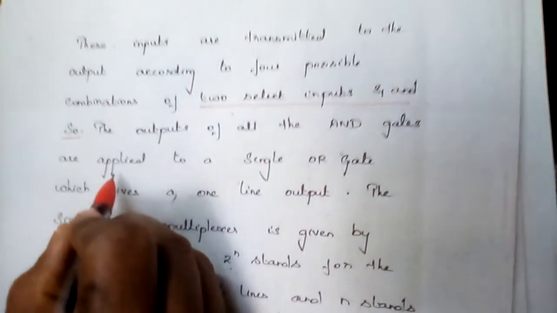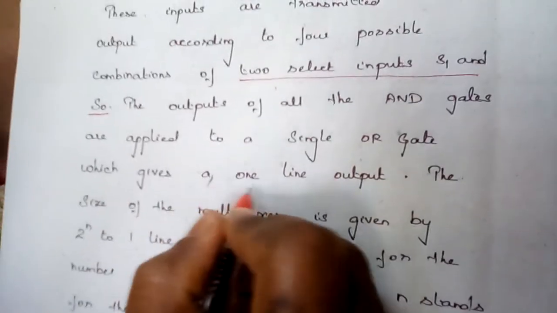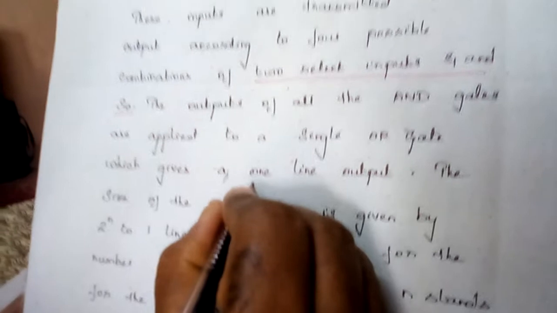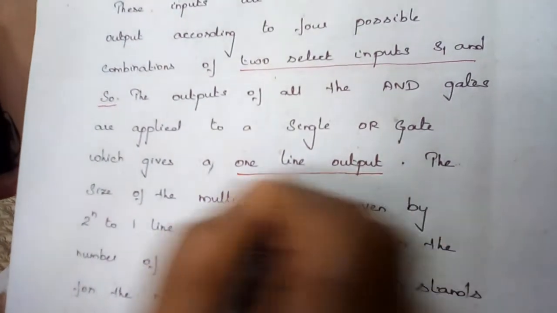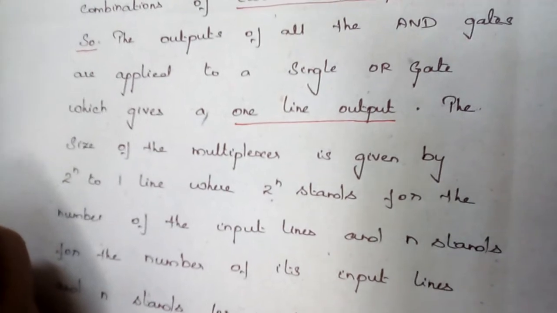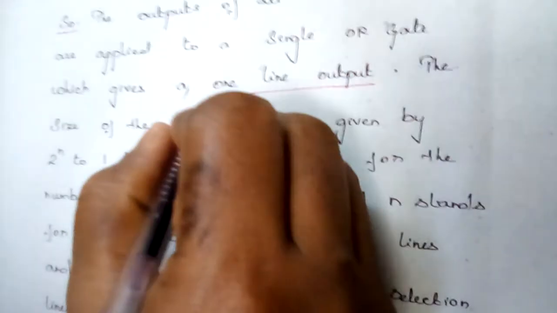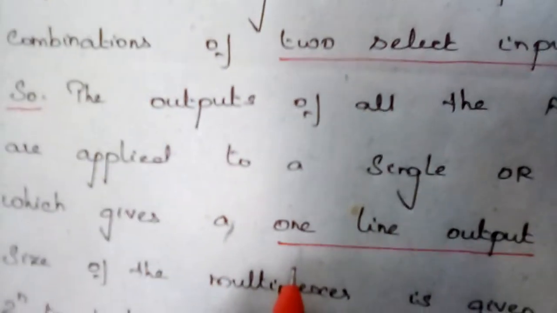The outputs of all the AND gates are applied to a single OR gate which gives a one line output, whatever it may be the input. Either it can be a 4 to 1 or 2 to 1, 8 to 1, 16 to 1, 32 to 1, or whatever may be the inputs. Okay, the inputs can be decided by means of the 2 power n case.